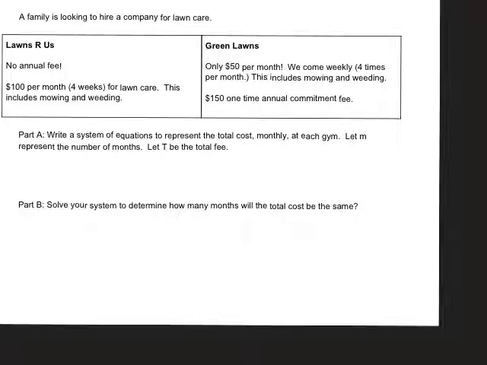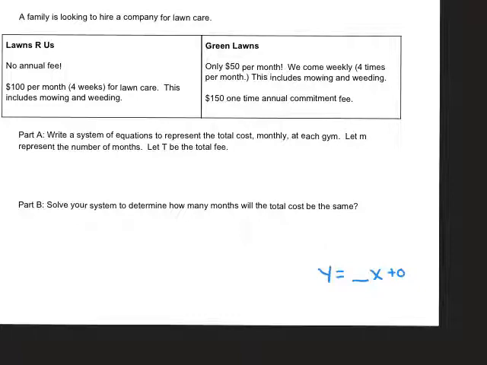So let's look at Lawns R Us. The flat rate, the starting amount, is no annual fee. So it would kind of be like when we said plus 0, although we don't really say it. It would be like saying y equals some rate of change times x plus 0, which we don't really say, but let's just add it for a placeholder. So what is it that's going to go in that blank that we're going to multiply times x? Well, let's read the rest of the problem.